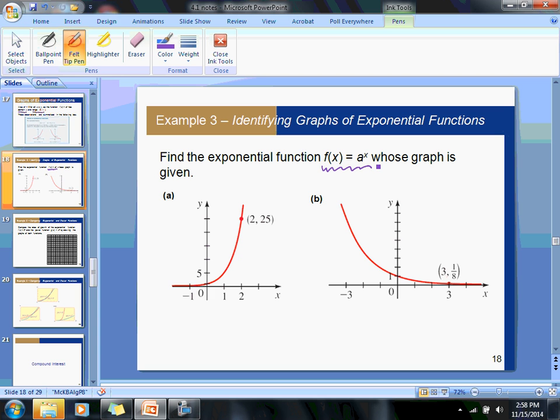And all we have for information is the picture of our graph, so we can tell if it's growth or decay, and then an ordered pair on the graph. Now this ordered pair tells us what you put into the function, that's your x value, and then what you get out, which is your y value.